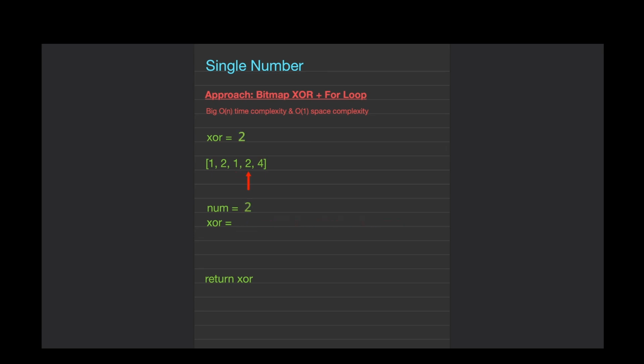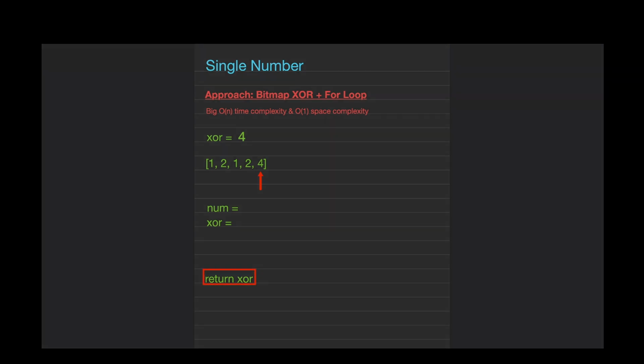The loop iterates to the number 2, which is the same number as our current XOR value, meaning they have the exact same 32 bits. The result is 32 bits of all zeros. The loop iterates to 4. 4's 32 bits compared to 0's 32 bits leaves us with an XOR value of 4. The loop finishes and returns our XOR value of 4.